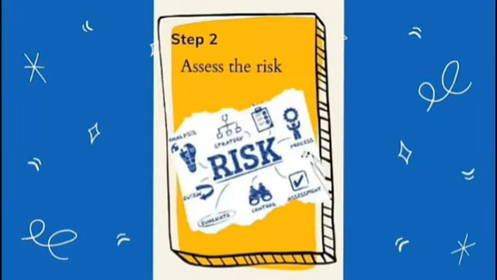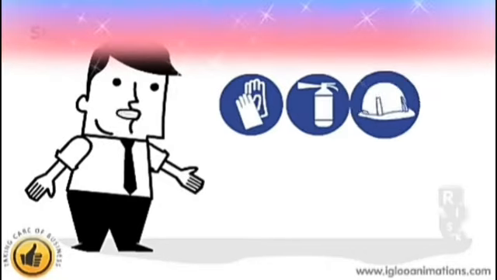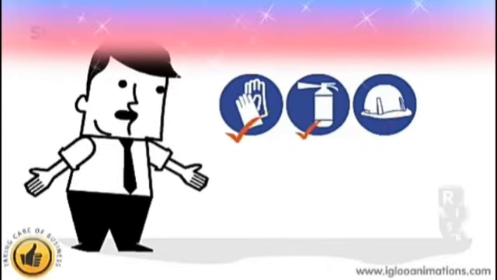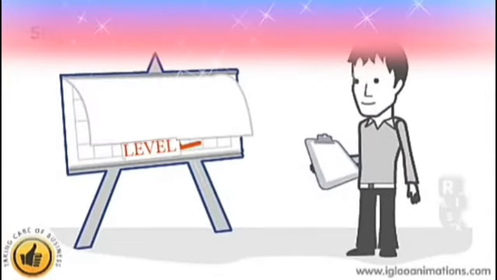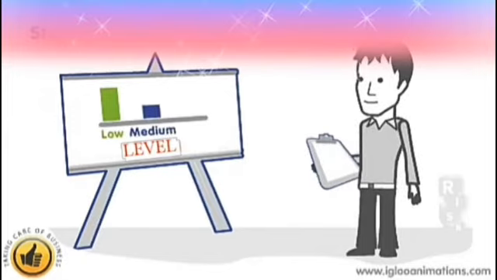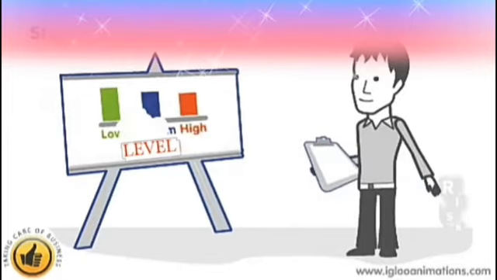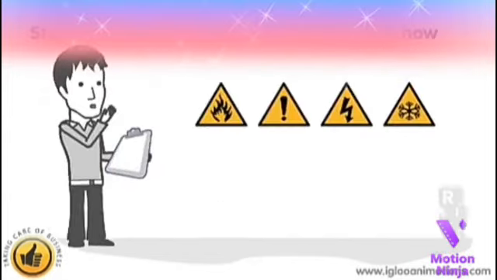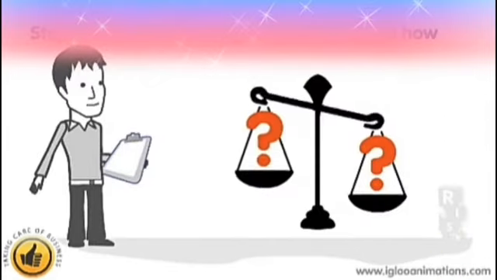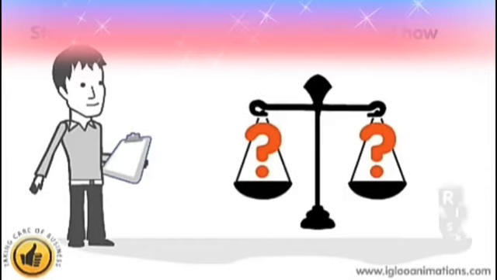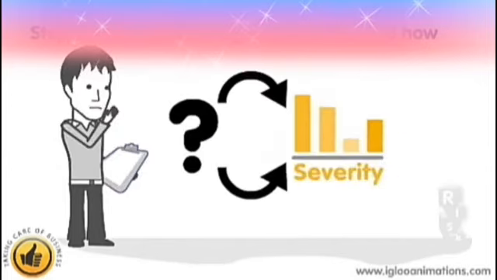The next step is assess the risk. The next job is to see how much of a risk the hazard poses. This is usually done by an occupational health and safety representative. The job is to assess how likely it is that an accident will occur, and if it happens, how serious the accident will be.